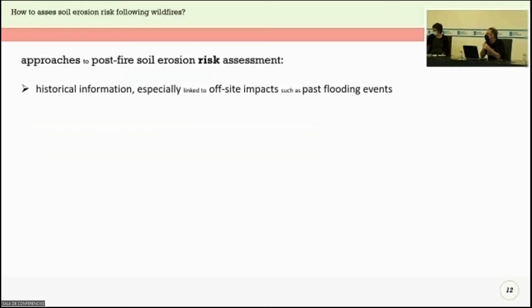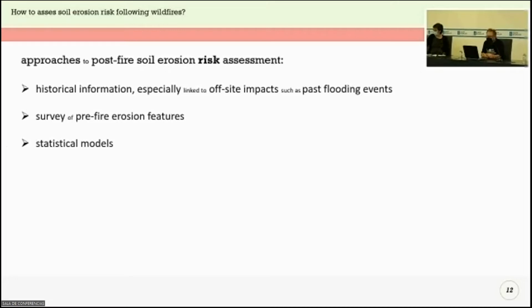For example, in many cases, there are flood events in certain catchments. They are registered by civil protection. And if we have this kind of event without fire, we are sure that we will have much bigger risks after the fire, or the chance at least exists. The other thing is we can look at the area and see if there are erosion features that occurred before the fire, because if they occur without fire, they are certainly at risk of being bigger afterwards.